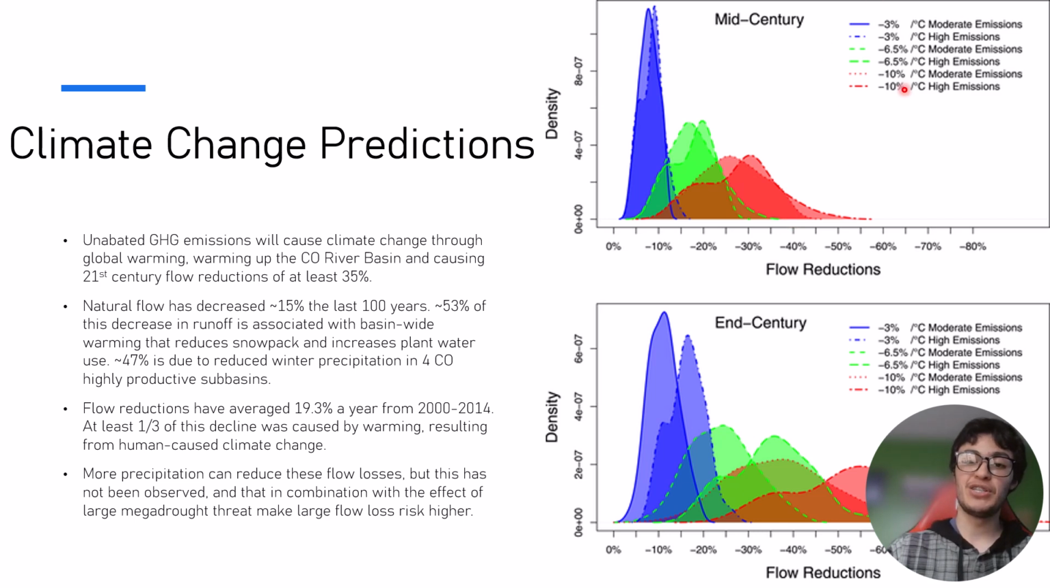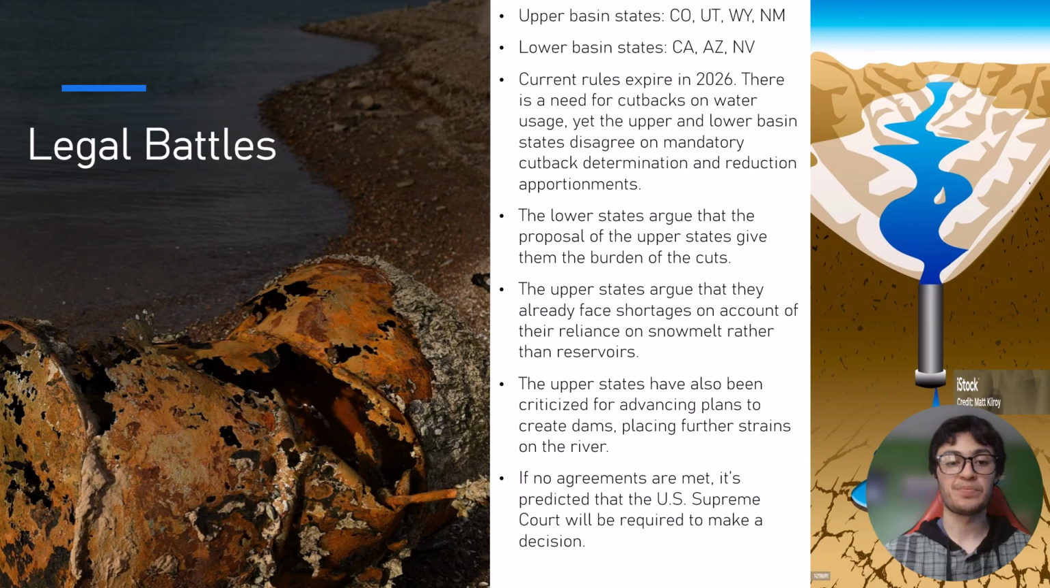So by the mid-century, in these different scenarios, if we have a 10 degrees Celsius, high emissions, then this is the worst scenario. We're really going to have high flow reduction. Same down here. By the end of the century, the more that we allow these carbon emissions to occur, the more that we're going to reduce our flow through the Colorado River.